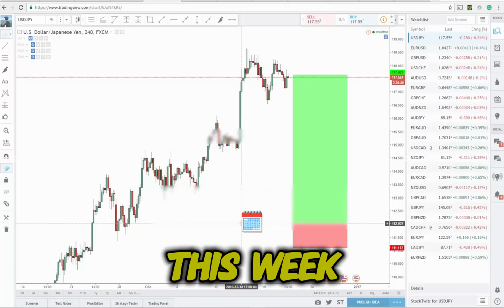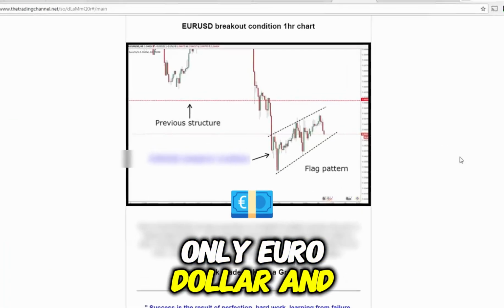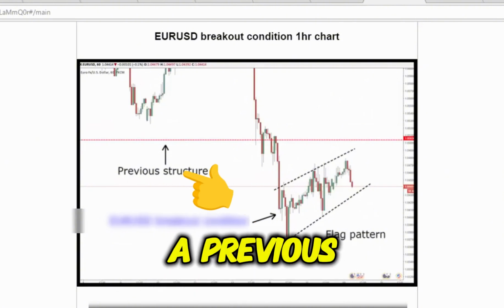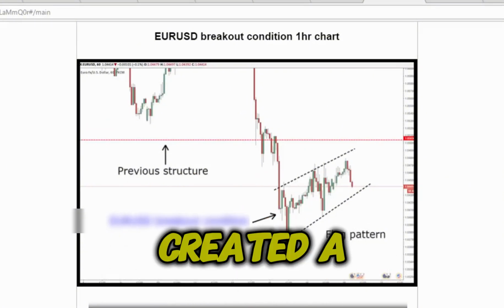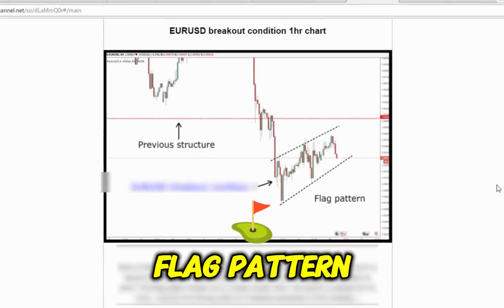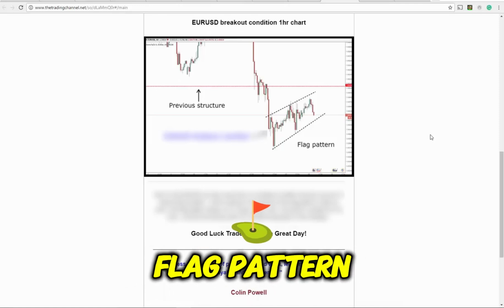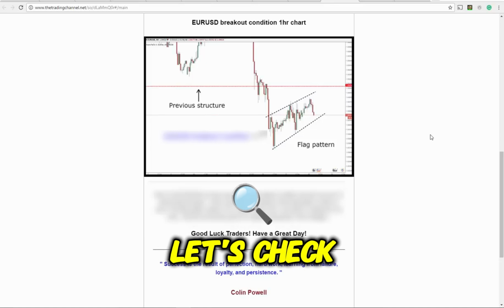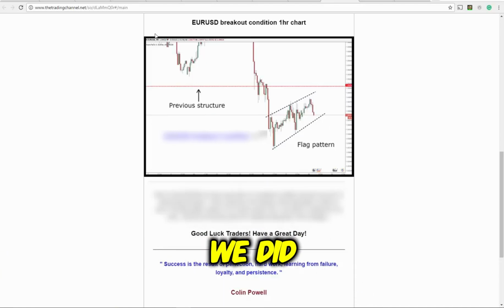Our first analysis came out as a breakout trade here on the euro dollar. As you can see in the analysis, I was pointing out that we had just broken below a previous level of major structure support, and directly after that created a very nice flag pattern. I was explaining to traders that I would be taking advantage of this flag pattern if it did in fact break below that bottom trend line. So let's check it out on the chart and see what happened based on this analysis we did in the EAP.